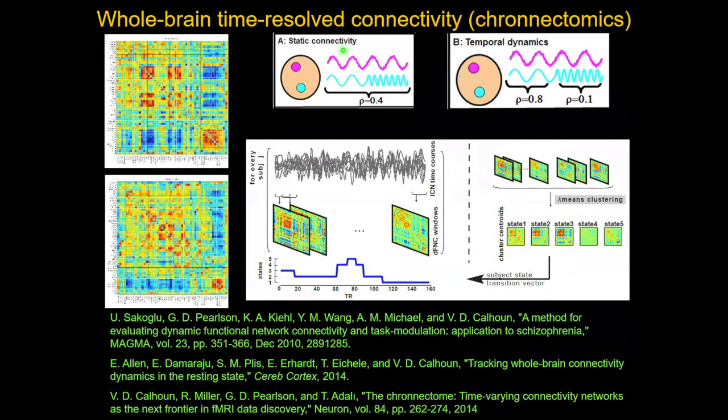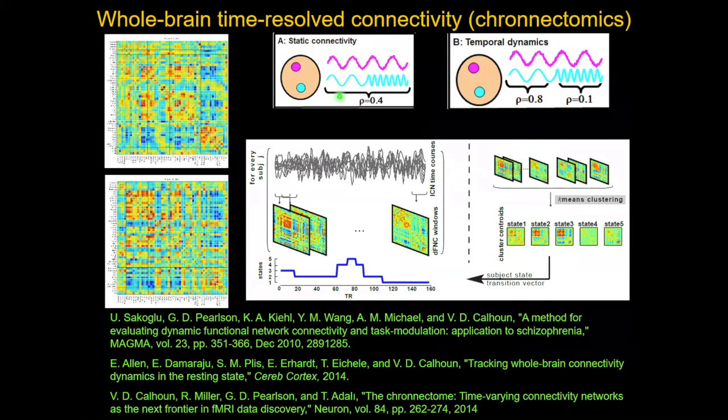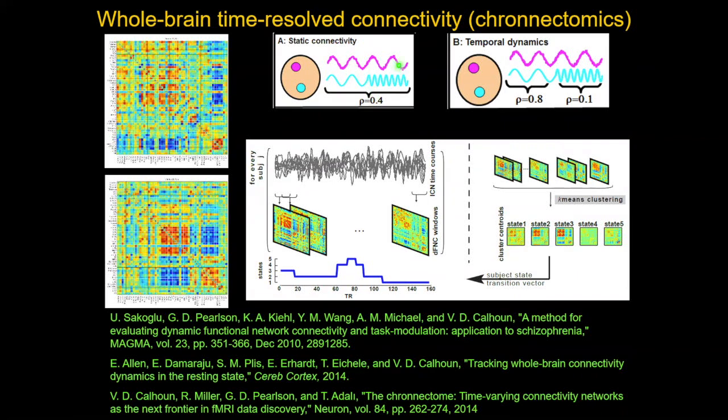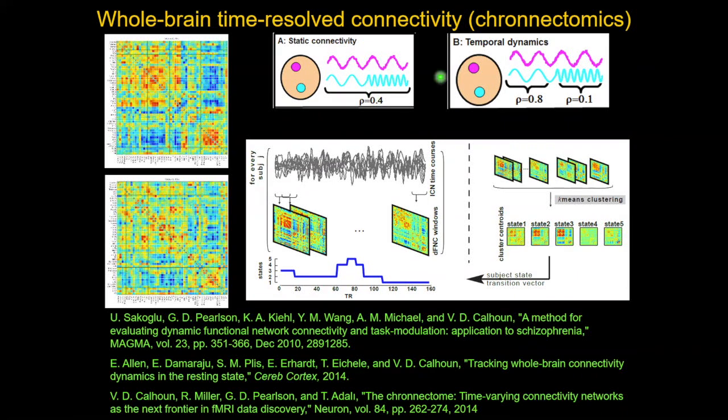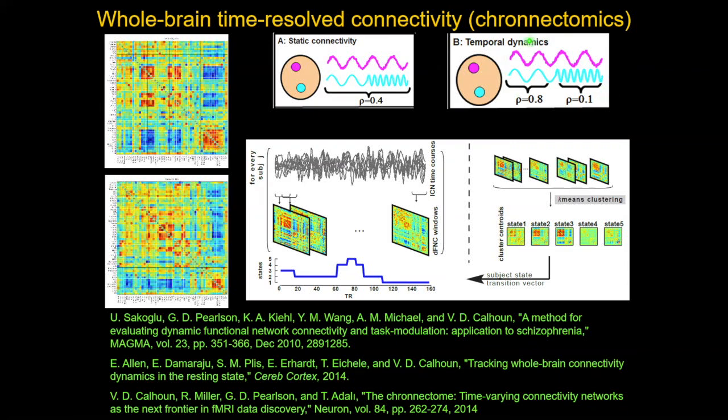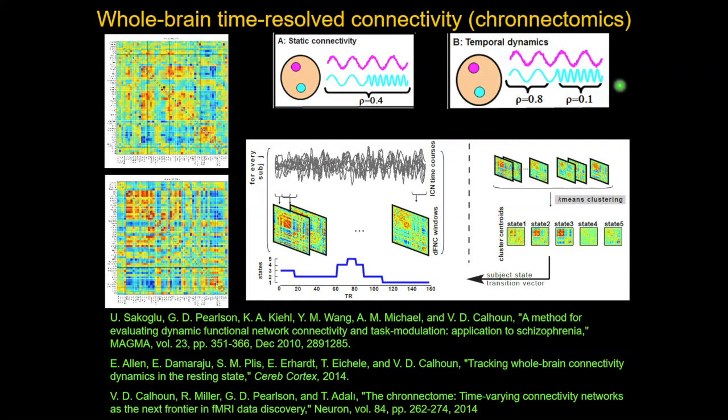Essentially, we're interested in looking not at the static connectivity. Here it would be a correlation of 0.4, but we want to see these transient strong and weak coupling that may occur, which we call temporal dynamics. And so here we have a correlation of 0.8 and 0.1.